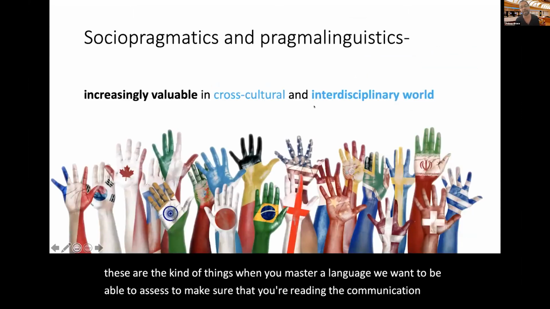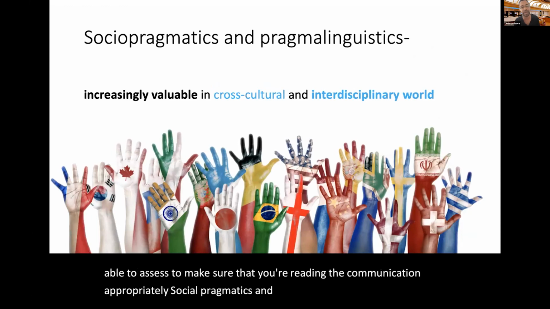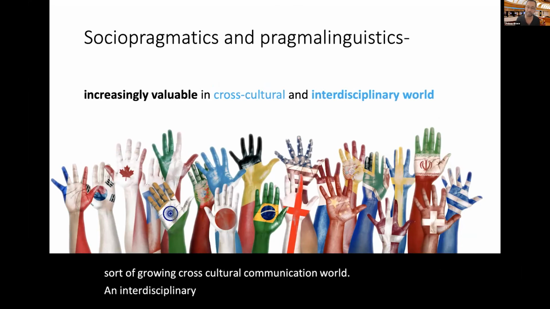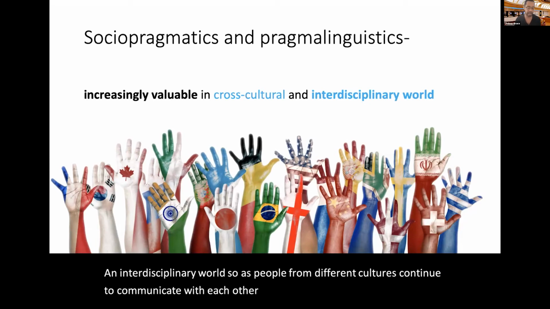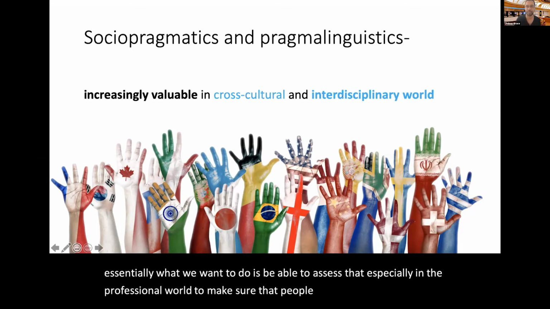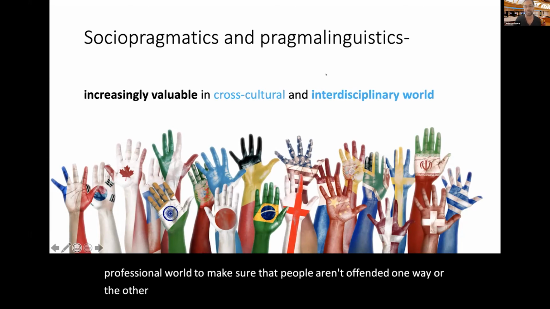So sociopragmatics and pragmalinguistics are also useful as we look at a growing cross-cultural communication world and an interdisciplinary world. So as people from different cultures continue to communicate with each other, as we've seen over the last decade plus, essentially what we want to do is be able to assess that, especially in a professional world, to make sure that people aren't offended one way or the other, or that they're clearly communicating their intention.